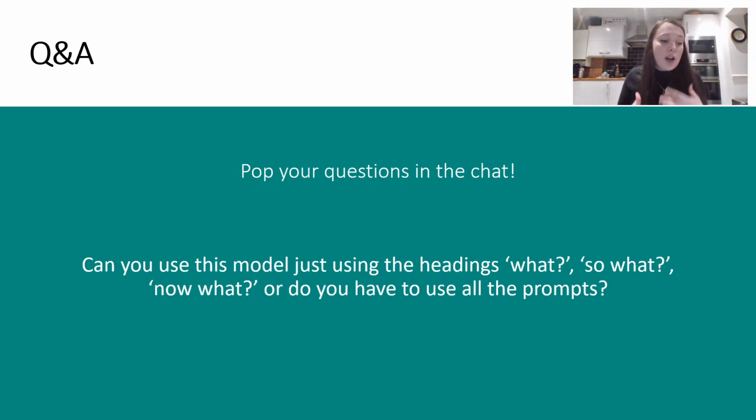Well, as I've touched on, you don't have to use all of the questions. You don't have to use any of the questions if that's not something you want. But lots of different models use what, so what, now what, like the Driscoll model, which doesn't have any prompts. It's just that. So if you are just going to use what, so what, now what, looking at the Driscoll model might be a bit more fitting.